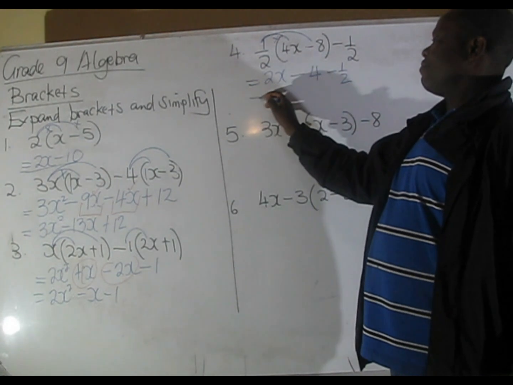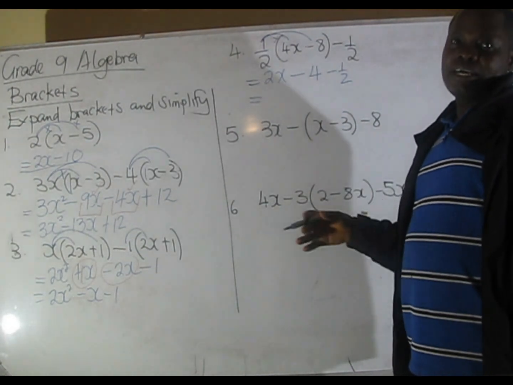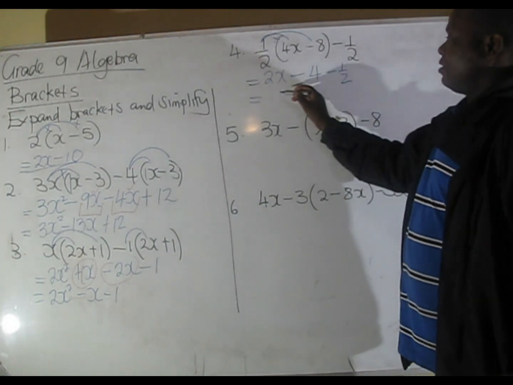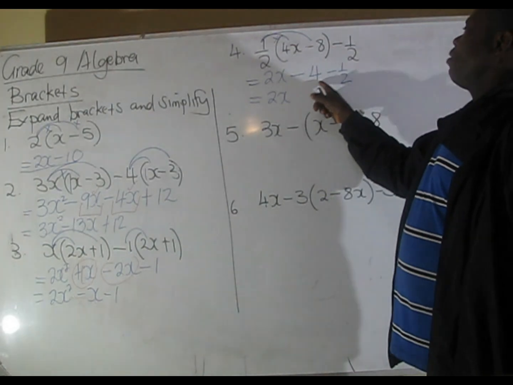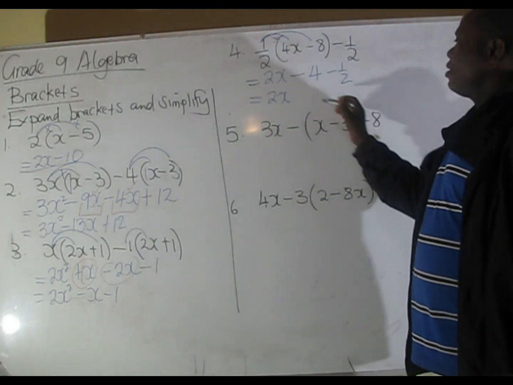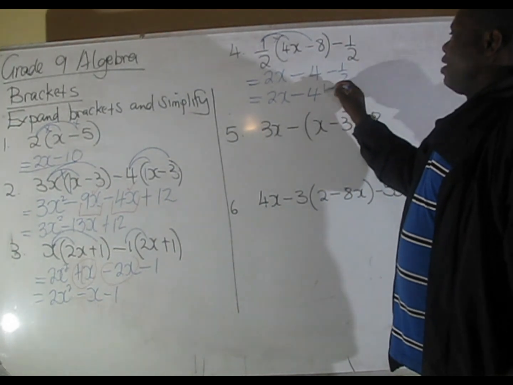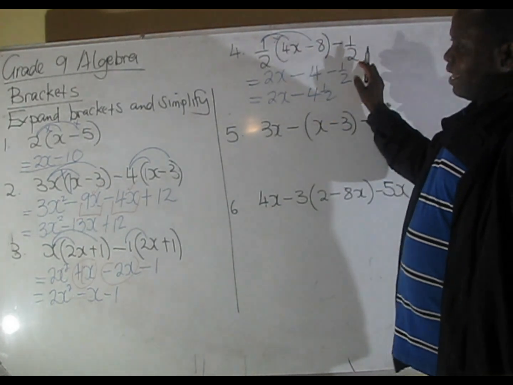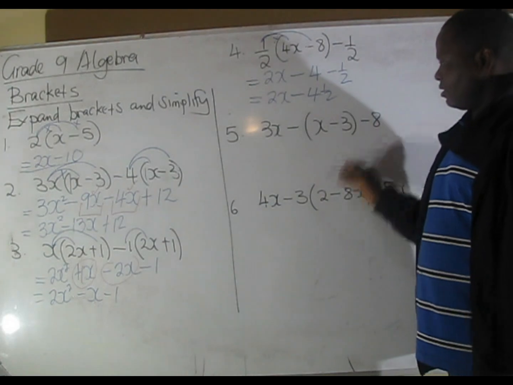Now, after removing the brackets, you look for like terms that you can add to become one. There is no other x in this expression, so the 2x will stay. Then minus 4 minus half. I can write that as minus 4,5 or minus 4 and a half. That will be the answer to that question. I have removed brackets and I have simplified it. Let's have a look at these other two questions.